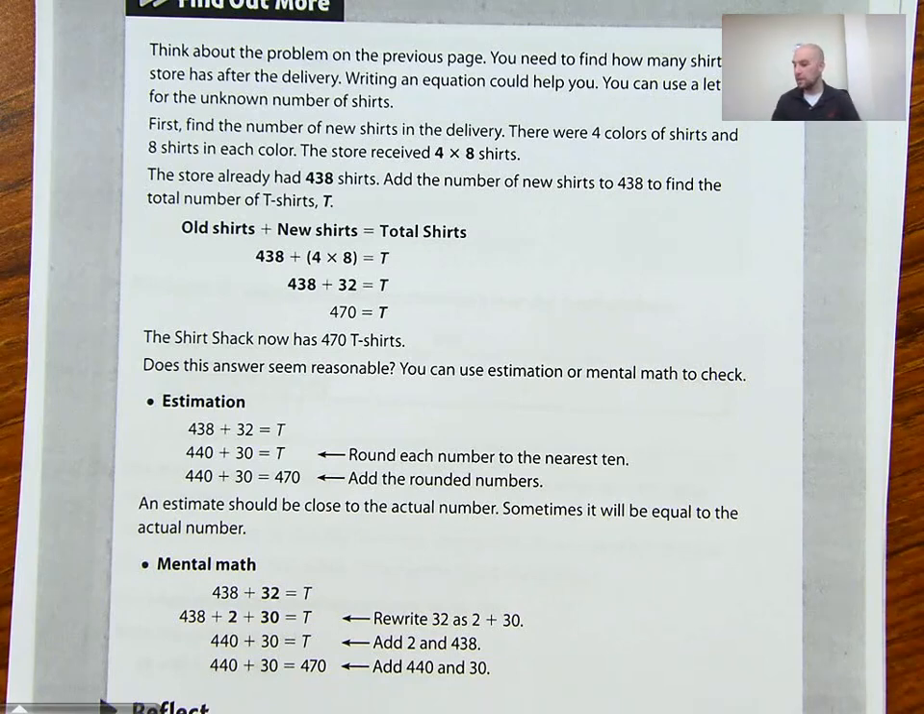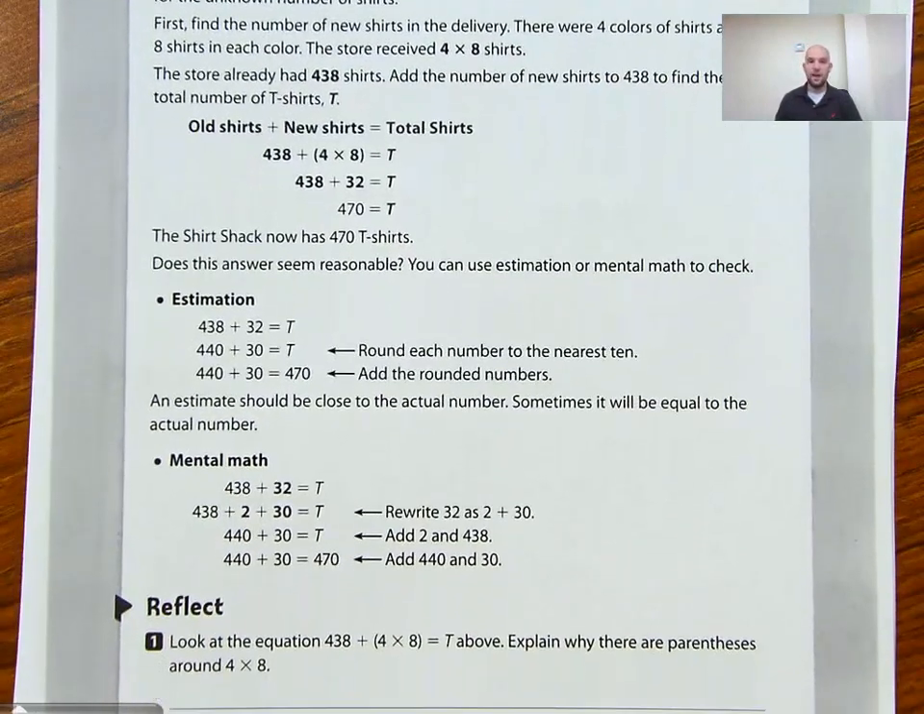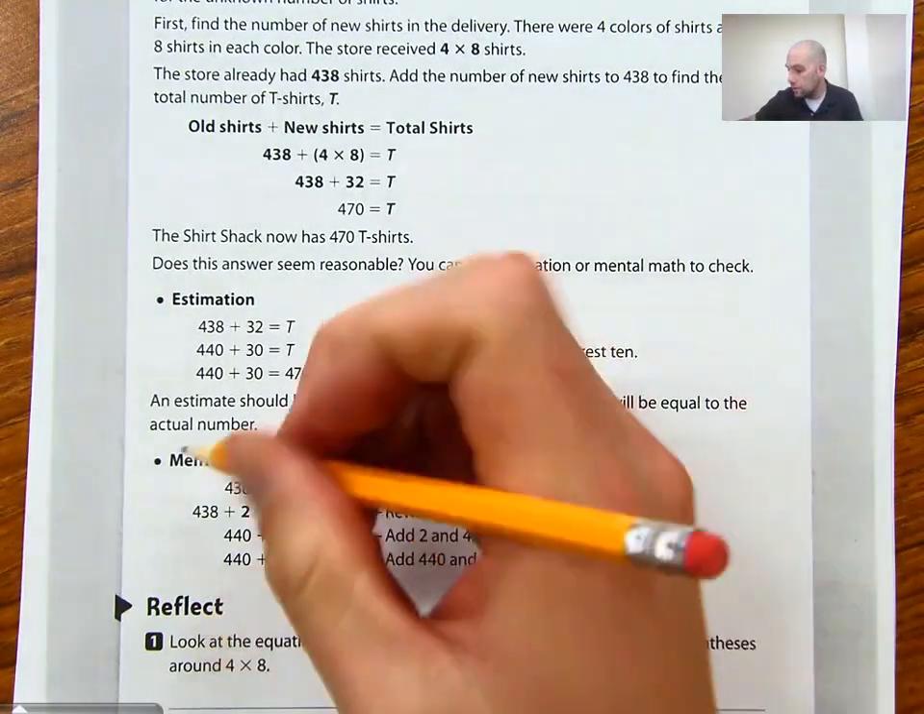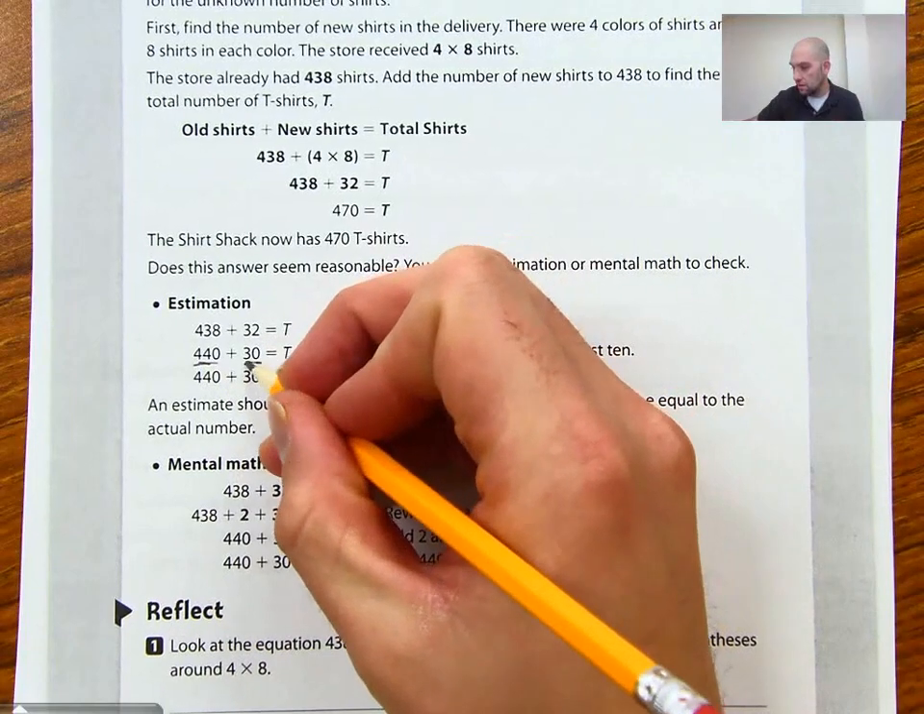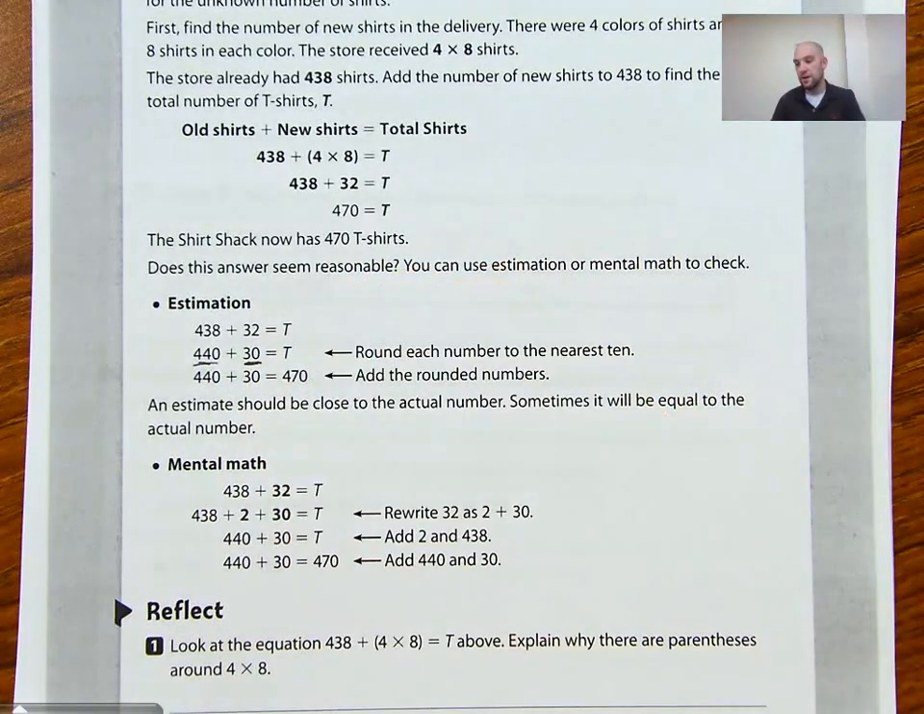So let's see how we can estimate. If we had 438 plus 32, well, 438 is close to 440, and 32 is close to 30. Those are easy to add. We can add the rounded numbers. 440 plus 30 equals 470. So we get the same answer. We know that our answer is reasonable.